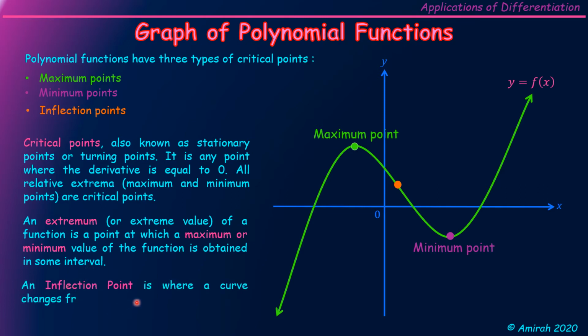An inflection point is where a curve changes from concave downward to concave upward or vice versa. This is inflection point. It changes from concave down to concave up, or changes from concave up to concave down.